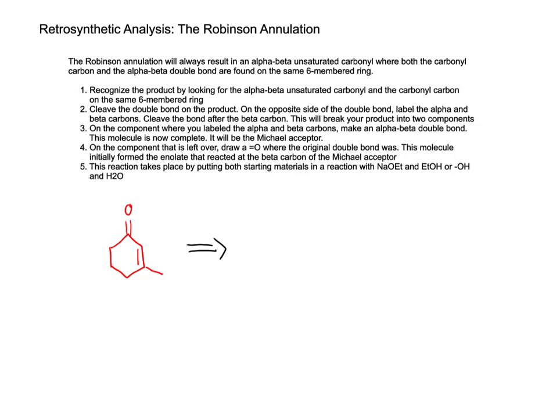First thing we're going to do is cleave the double bond on the product. So here's the double bond, we're going to cleave that. On the opposite side of where we cleave the double bond, we're going to label the alpha and beta carbons. Next, we're going to cleave the bond after the beta carbon. This is going to break our product into two components. On the component that we labeled with the alpha and beta carbons, we're going to make an alpha-beta double bond. That part of the molecule is now complete.